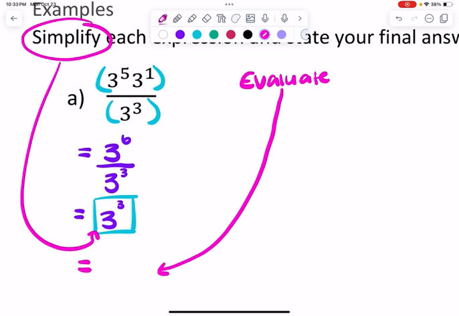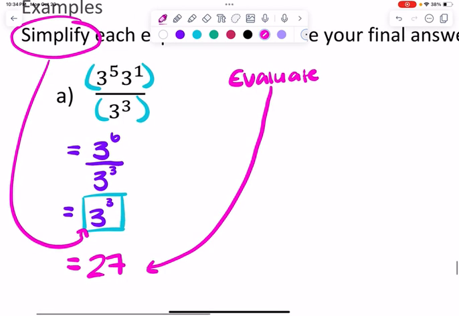So I would do 3 to the power of 3. 3 times 3 is 9, times 3 is 27. So if my question stated to evaluate, my instruction was to evaluate, then I would say my final answer is 27. So that's the difference in the instructions. Simplify, leave it as a power with the lowest base possible after doing as many exponent laws as I can. Evaluate means to get to that final number answer.